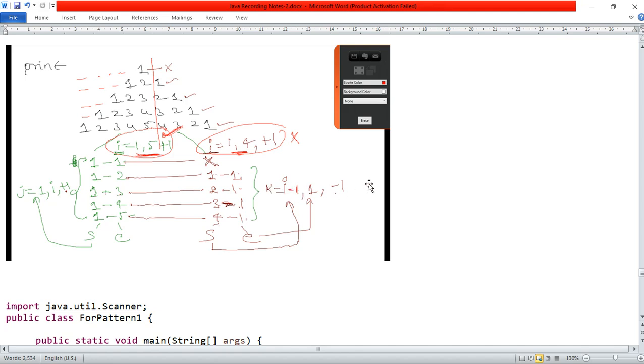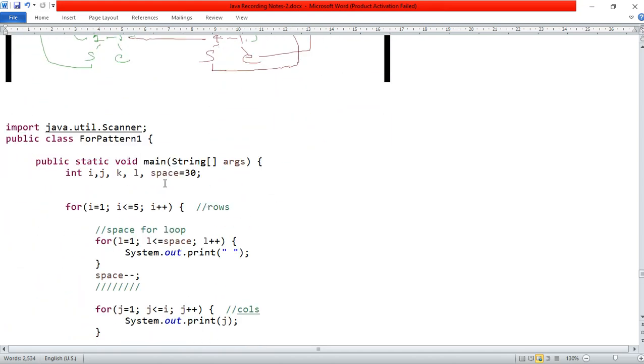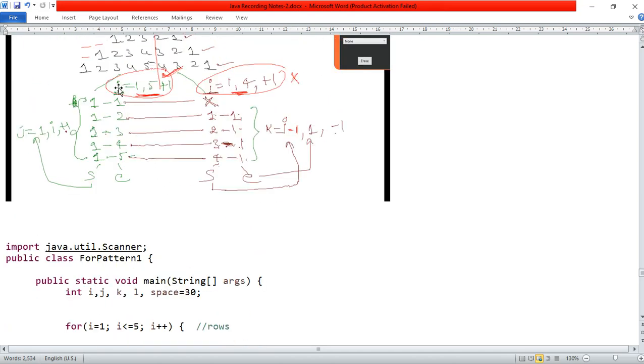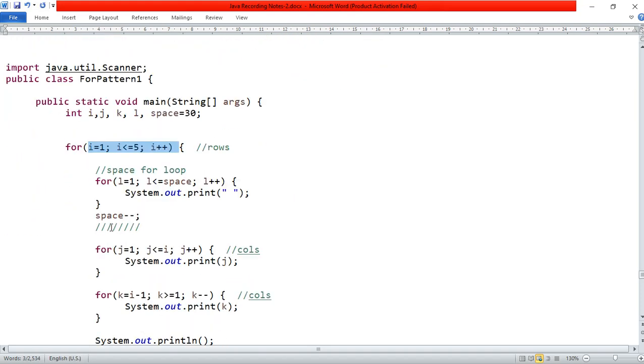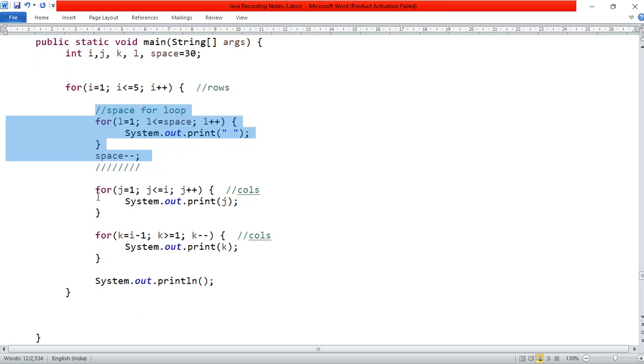Okay, fine. How are we going to implement the same program? You can observe here. First of all, what is i? i is equal to 1 to 5, so the i loop is completed. The space logic is very much the same. Okay, j is equal to what?